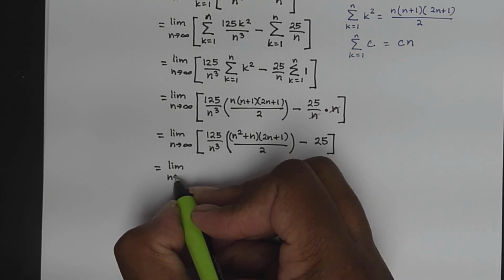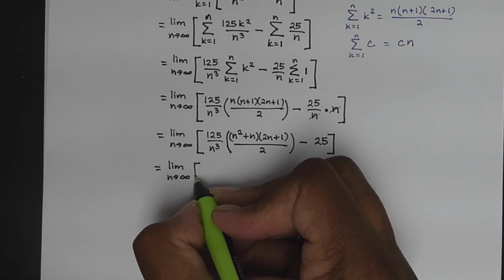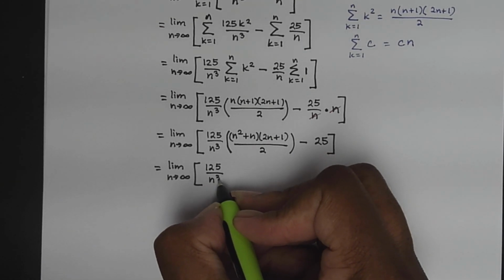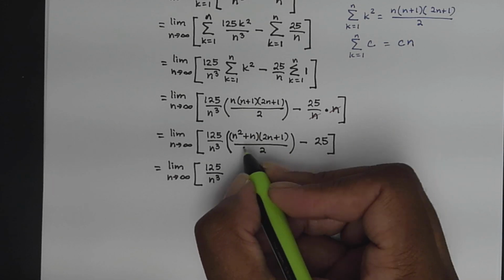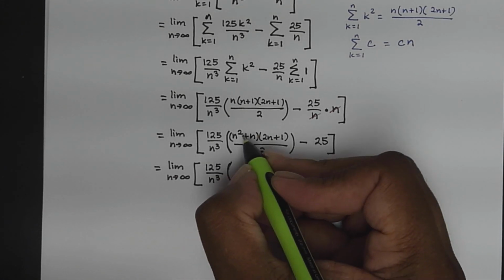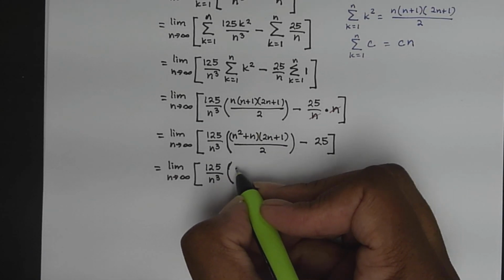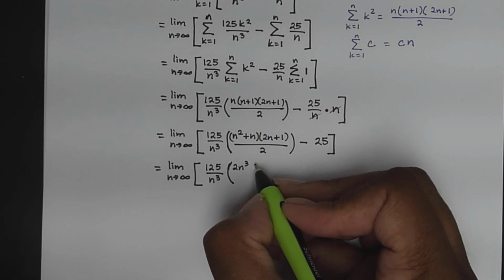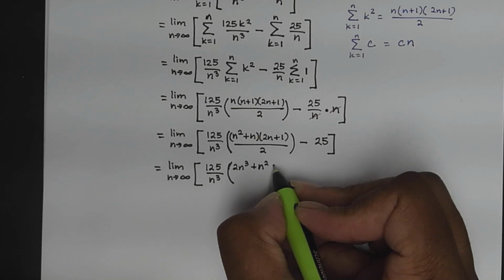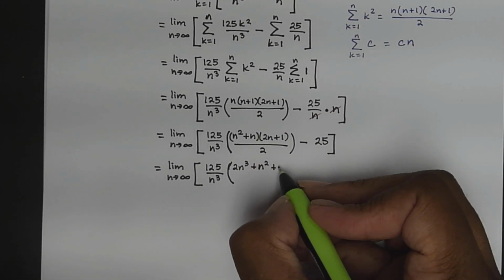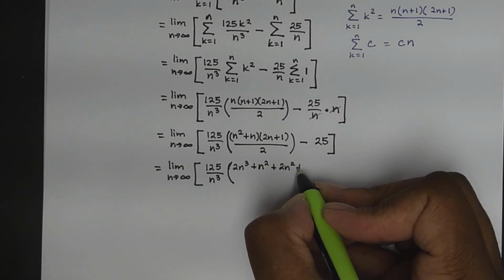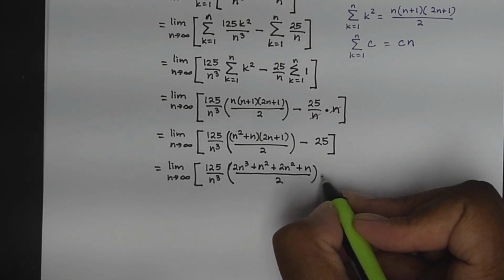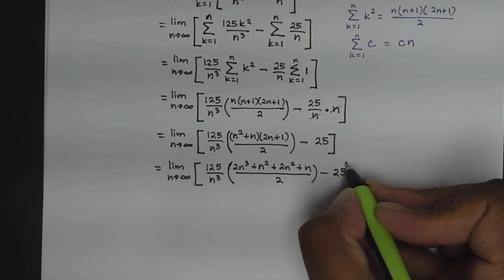Now I'm going to simplify this some more in the bracket. So I have the limit as n approaches infinity of 125 over n cubed. If I multiply this out, this will be n squared times 2n, that'll be 2n cubed. And then n squared times the 1 would be plus n squared. Plus n times 2n, that'll be 2n squared. Plus n times the 1 would be n. All that's divided by 6. And then minus 25.